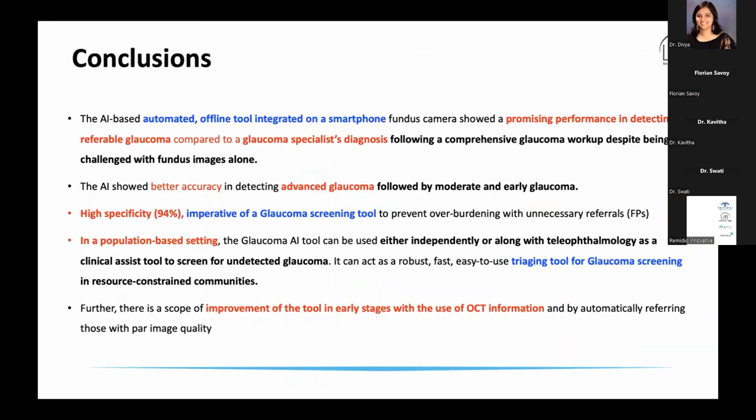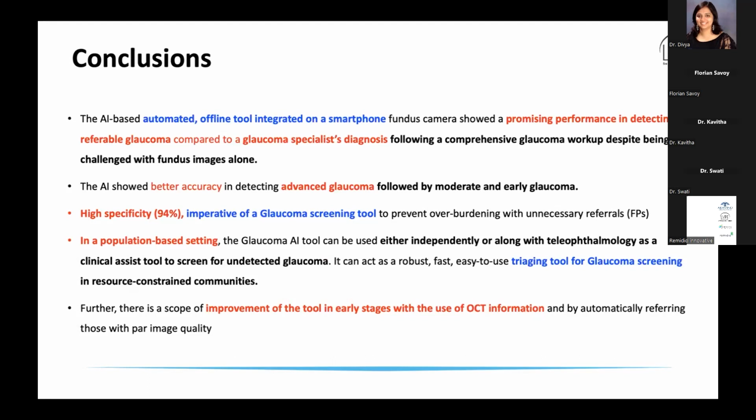So I would like to summarize and say that this offline AI tool is very useful in adults, and is also useful in patients with juvenile open angle glaucoma and in children.